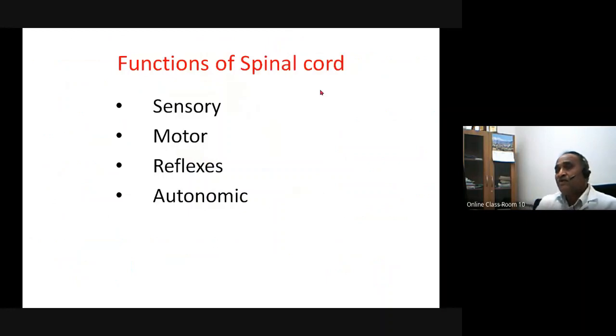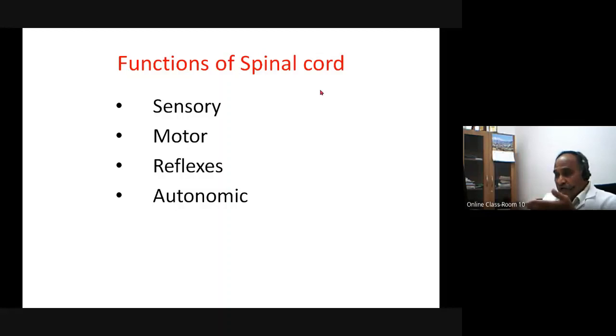Then coming back, what are the functions of the spinal cord? Here we touch basically the physiological component of the lecture. So now the spinal cord has a sensory component, or it performs the sensory functions, it performs the motor functions, it is a center for reflexes, and it controls the autonomic activity. These are the four things it performs.